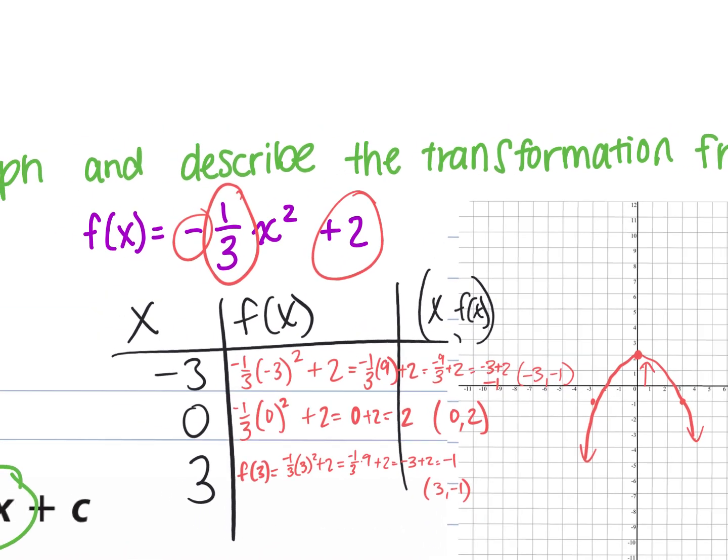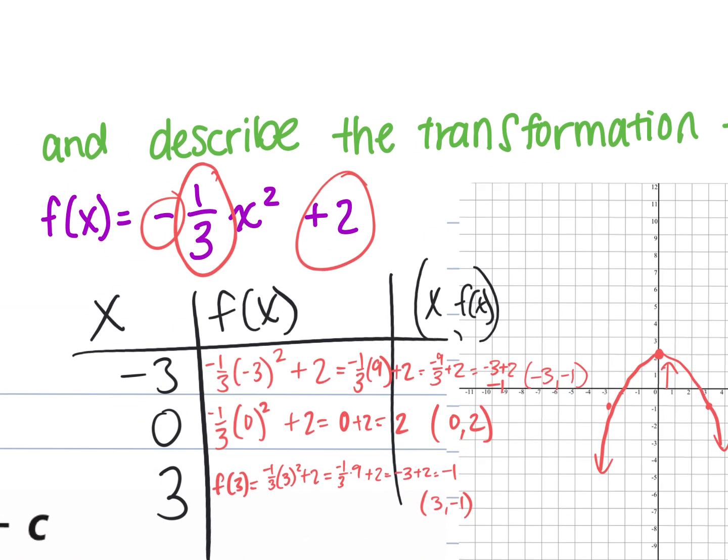Okay. So the negative was what? What did that negative sign do? Not a shrink. Yeah, it made it flip upside down. What do we call that? What transformation? It's a reflection. Very good. So there was a reflection.